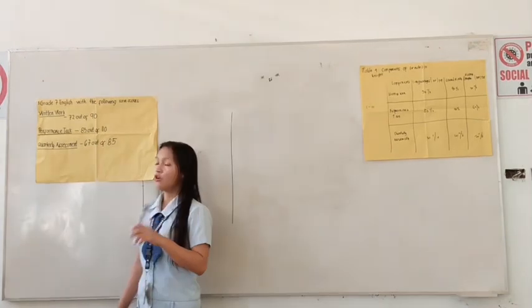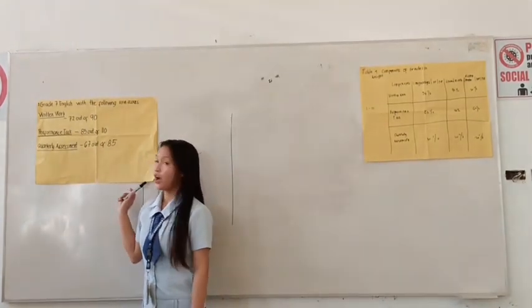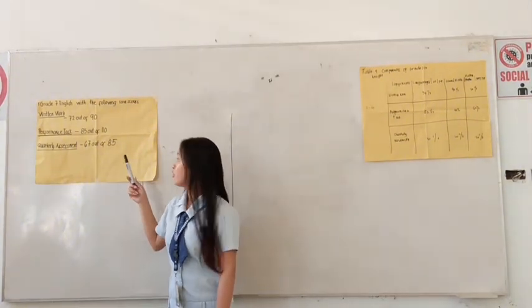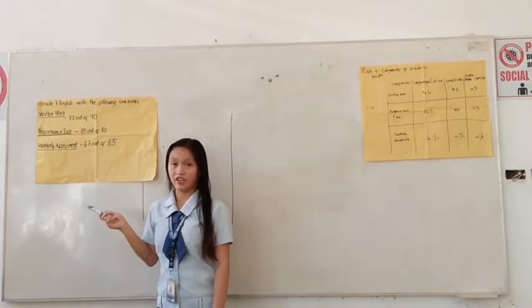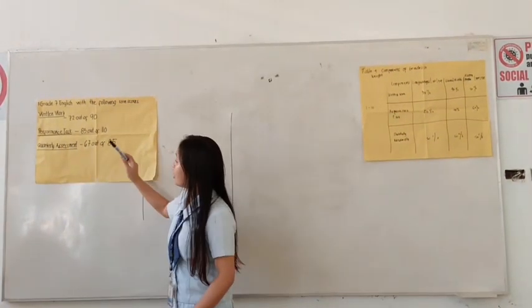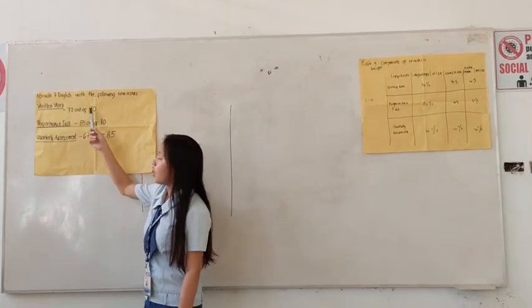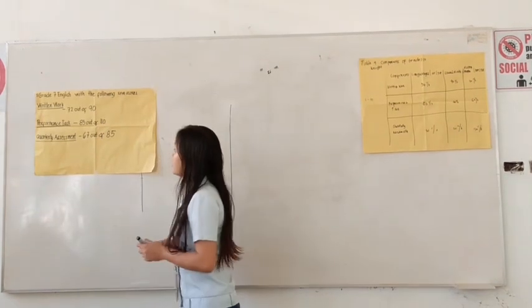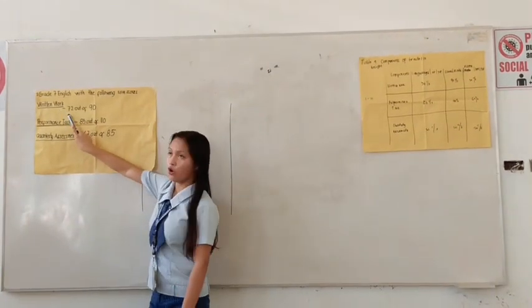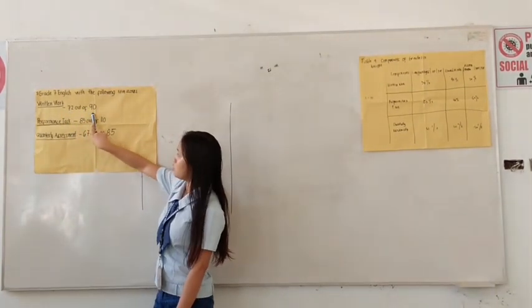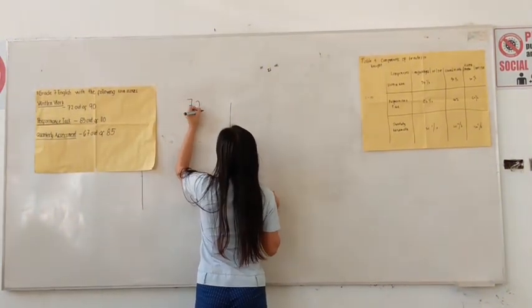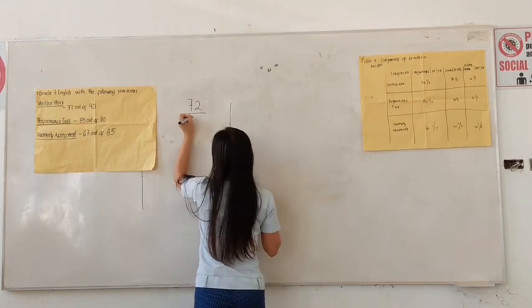Okay, so we will now proceed to task 1B. Presented here are the following raw scores of grade 7 in English. These are the written work. How do we get the grade of students in written work? This is the raw score of students and the highest possible score. We have to divide the raw score of students by the highest possible score.